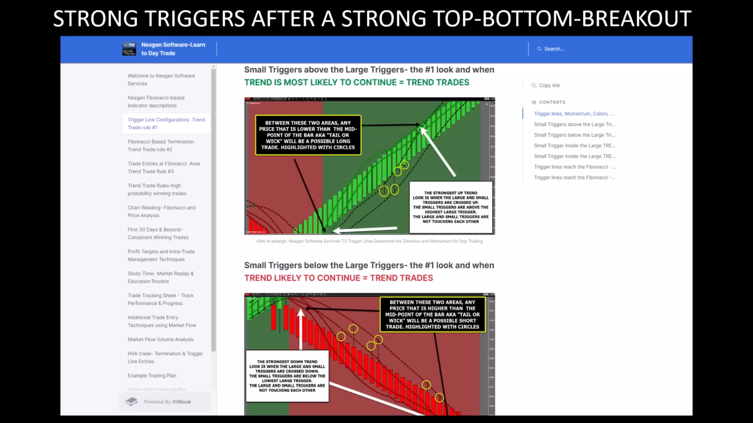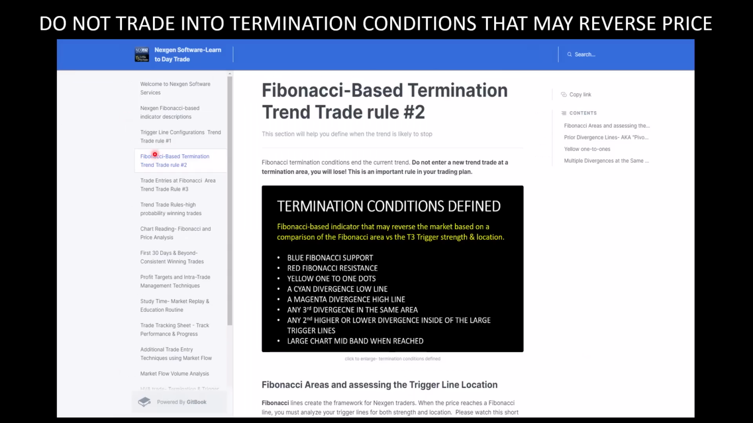So let's take apart, this is the training material, and trigger line configurations are going to be rule number 1. And rule number 1 says good top or bottom, and then strong trigger lines. So when you look at this in the user guide, you'll start to see where we draw these circles or pullbacks that are potential trades on our smaller charts. And that's it. Rule number 2 is, again, from the manual, so you kind of know where this plays out. Rule number 2 is don't trade into a termination condition.